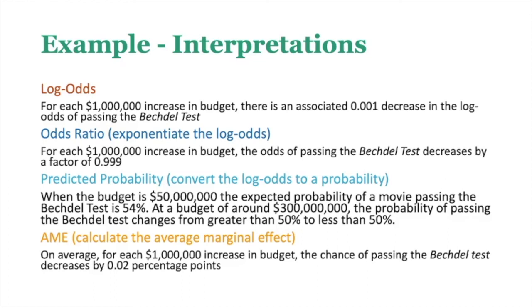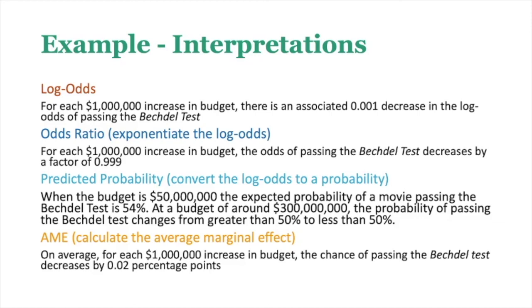For example, for the predicted probability, you can say when the budget is 50 million, the expected probability of a movie passing the Bechdel test is 54%. At a budget of around 300 million, the probability of passing the Bechdel test changes from greater than 50% to less than 50%. So as we're increasing this budget, our likelihood of passing the Bechdel test, which is saying more women are in leading roles, is actually decreasing. So with bigger budgets, we're less likely to have a reasonable amount of women being represented in leading roles.